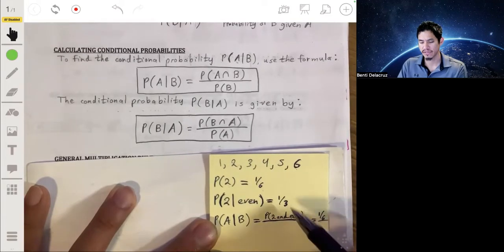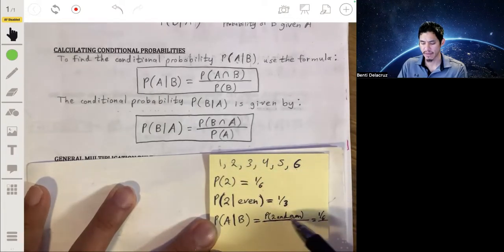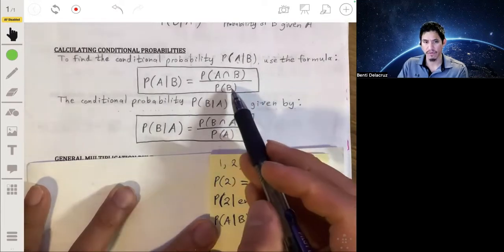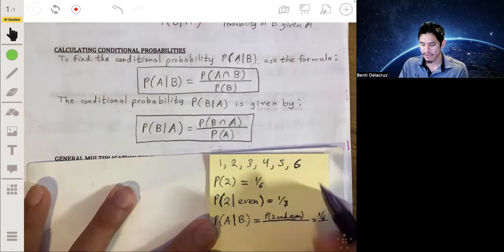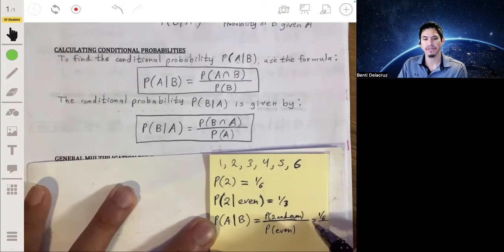It's always going to be even. 2 is not going to be odd sometimes and even other times. It's always even, so that top is just equal to 1/6. Then on the bottom, we're going to divide by the probability of B in our formula, remember? And B is an even number. So we're going to divide by the probability of getting an even number.